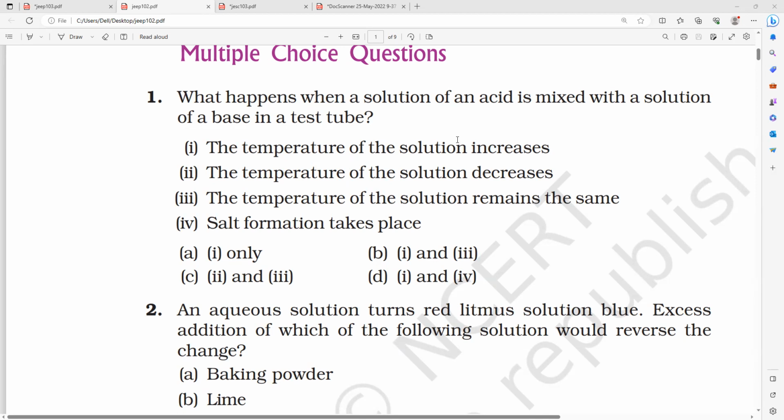What happens when a solution of an acid is mixed with a solution of a base in a test tube? What will happen, guys? Acid and base, both are, what is that? Neutralization, sir. Neutralization reaction is what? Salt plus water plus heat will be produced, because both are acid and base. So heat will be produced. So what is the correct answer? The temperature of the solution increases and salt formation takes place. Option D, sir. So please write it. Write the reason: acid plus base will react.